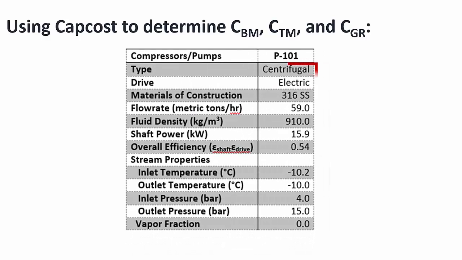Lastly, we will price a centrifugal pump that is made of stainless steel and has a shaft power. This is not the theoretical power, this is the actual power. It has a shaft power of 15.9. So let's take all of this information and apply it to CapCost.